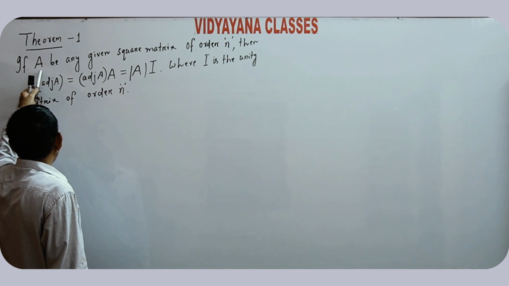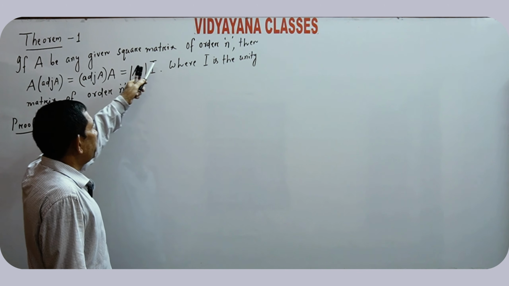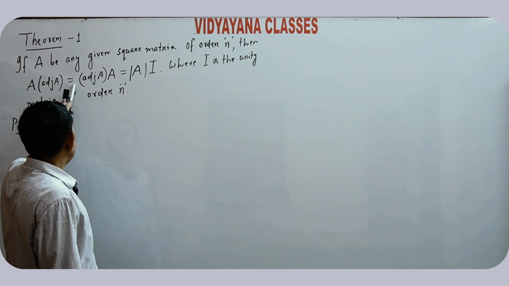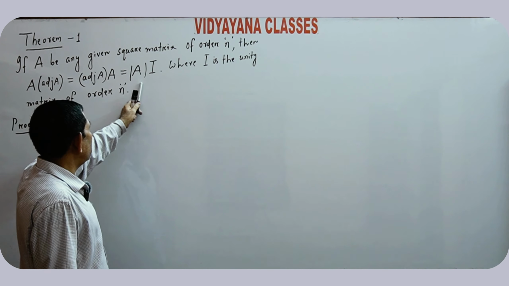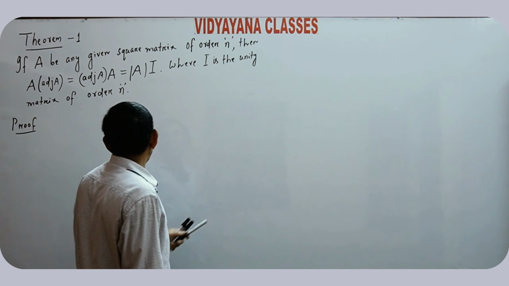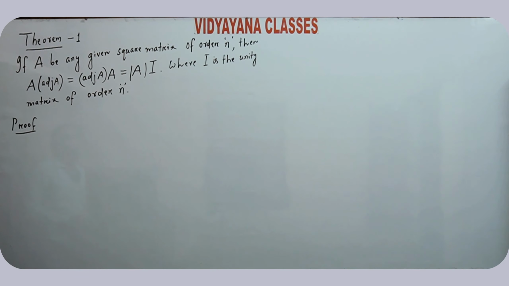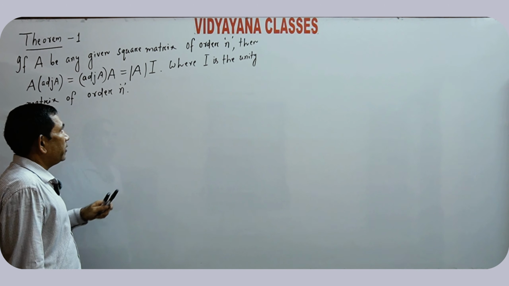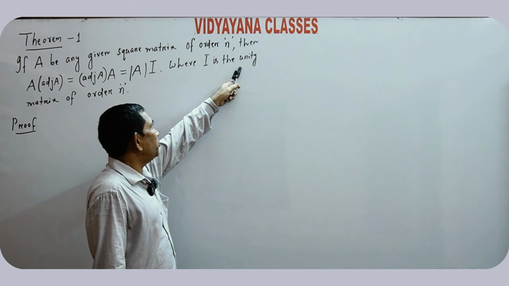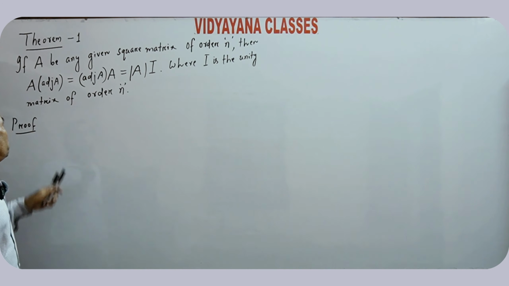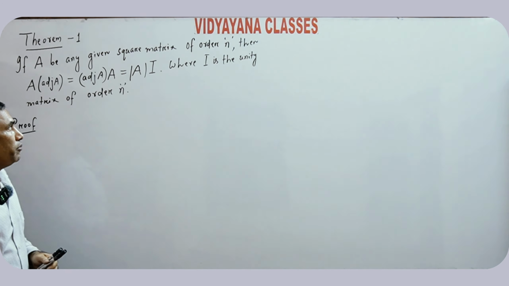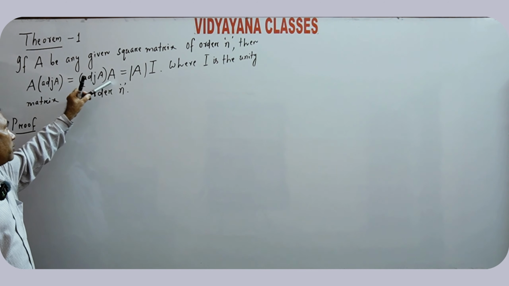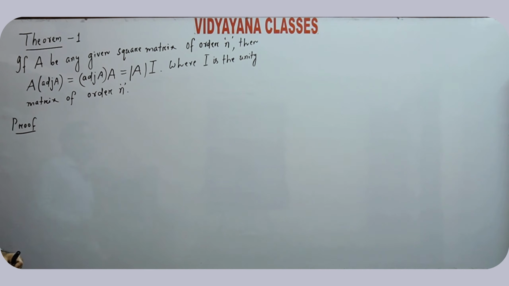Theorem 1. If capital A be any given square matrix of order n, then A into adj A is equal to adj A into A, which is equal to determinant of A into I, where I is the unit matrix of order n. Here A is a square matrix of order n, I is also a unit matrix of order n. Both A and I have the same order. We have to prove A into adj A is equal to adj A into A is equal to determinant A into I.